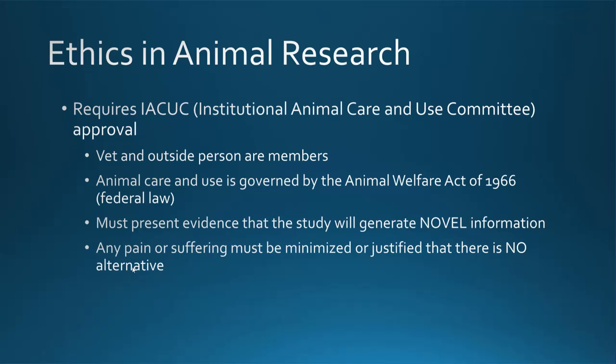The other thing the researcher must do is that if there's any pain and suffering, it must be minimized. Or if you are using pain and suffering, it has to be justified, meaning that there is no other alternative. And that's a pretty high bar that's on the researcher to prove to the committee that that in fact is the case. There's no other alternative.